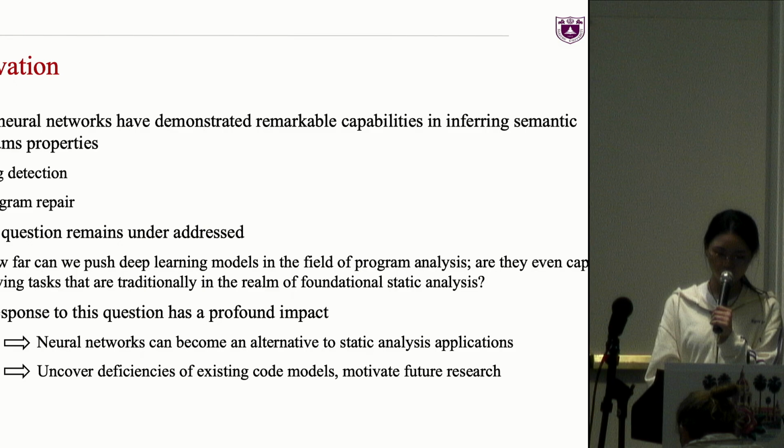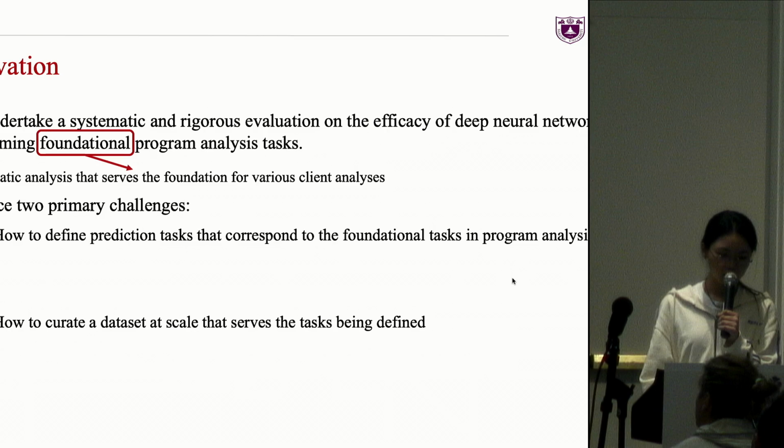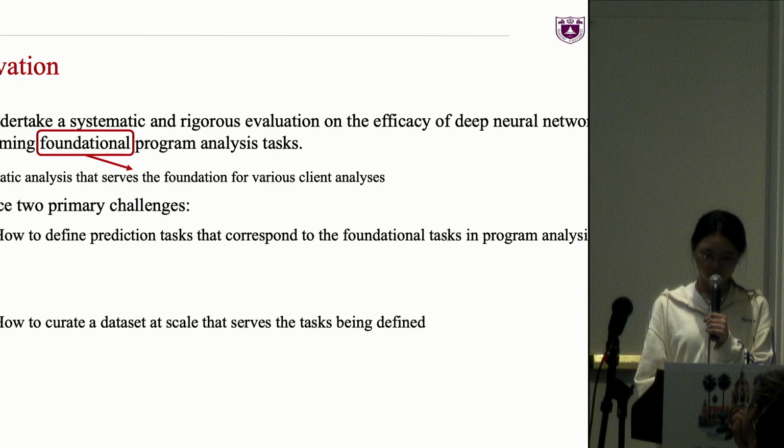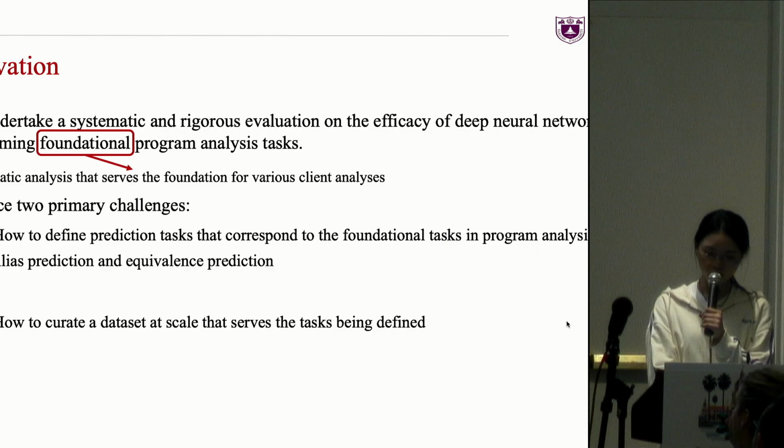And we face two primary challenges. Firstly, how to define prediction tasks that correspond to the foundational tasks in program analysis. Secondly, how to curate a dataset at scale that serves the tasks being defined. For the first challenge, we draw on two foundational problems in PL research, alias analysis and equivalence checking, to derive alias prediction and equivalence prediction. The reasons we choose the two analysis tasks are that they are among the well-established, important static analyses with lots of literature and applications. For the second challenge, we leverage the results of corresponding program analysis methods so that models can be trained on a potentially unlimited amount of labeled data without any human effort in data labeling.